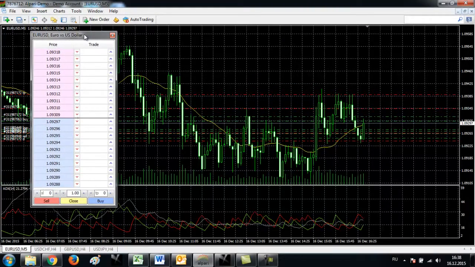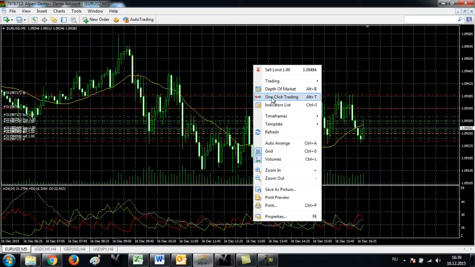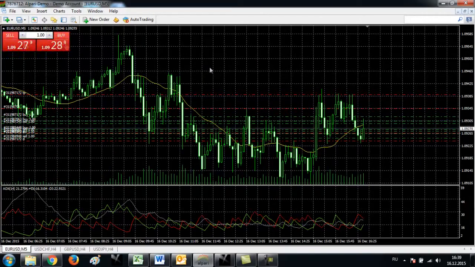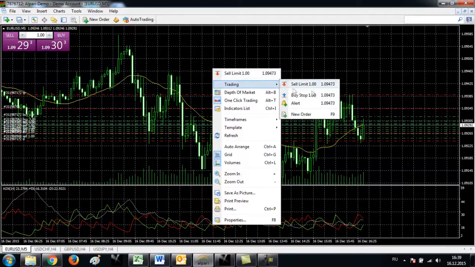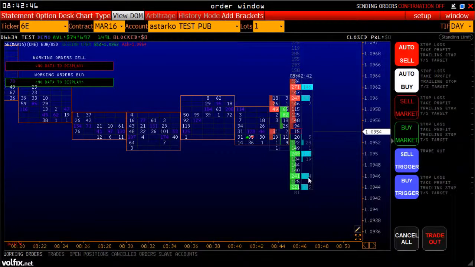In addition to the order window, we can right-click and see the order book, where we can also make a bid. Also, we can open one-click trading, where we can see buy and sell positions, either to buy or sell using a limit order. We can also put alerts.